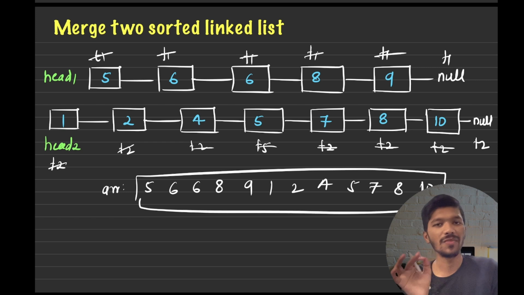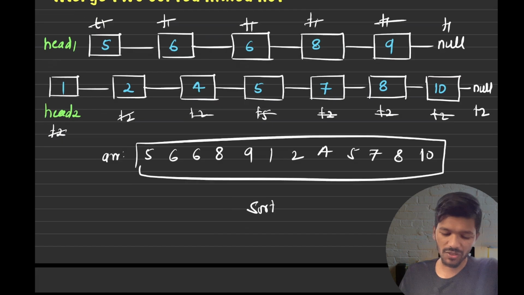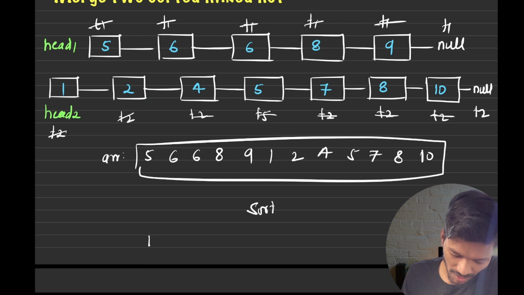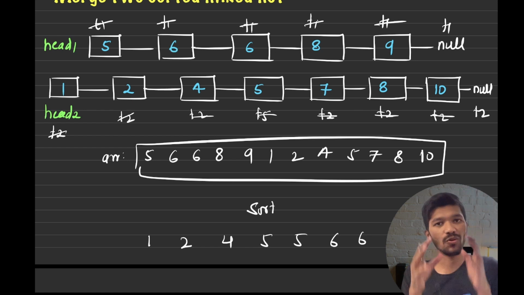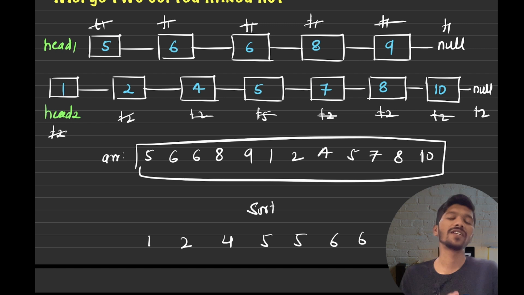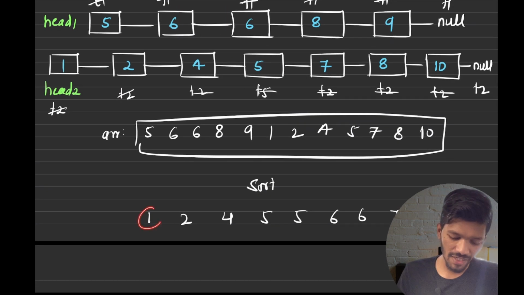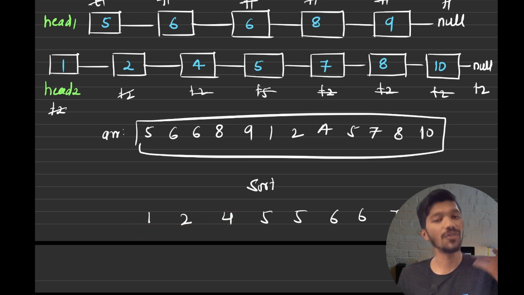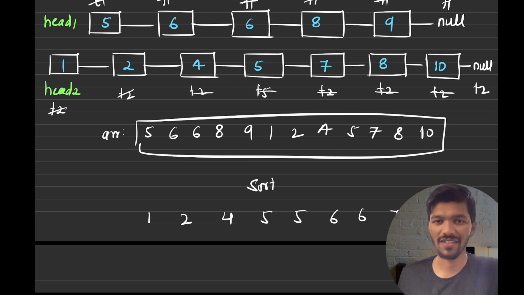Now we can simply sort the array. After sorting, how does it look? We will get 1, 2, 4, 5, 6, 6, 7, 8, 8, 9 and 10. So this is what a sorted array will look like. Finally, for every element in your array, you can construct a new node and simply return the head of the newly created linked list, right?